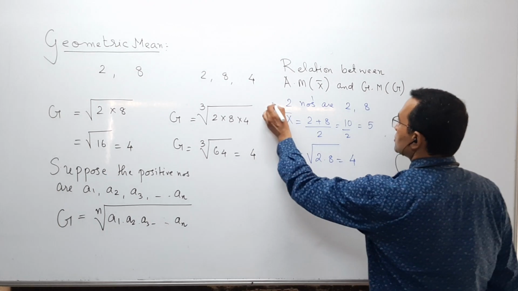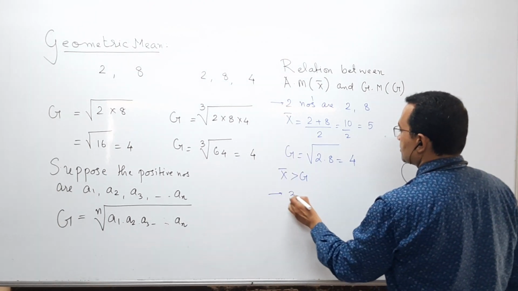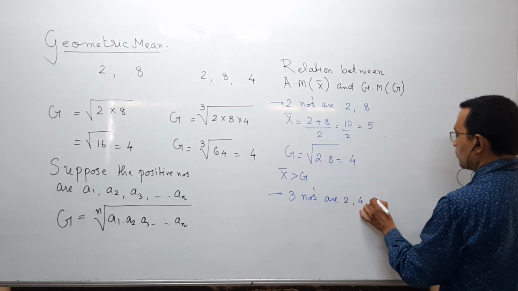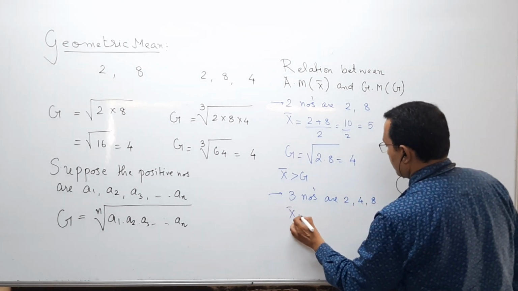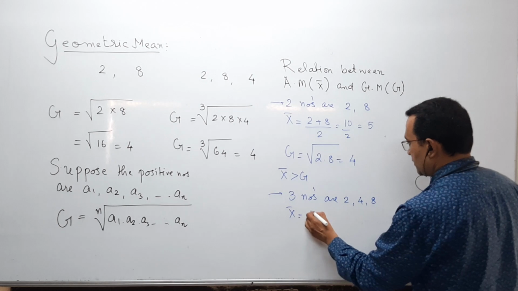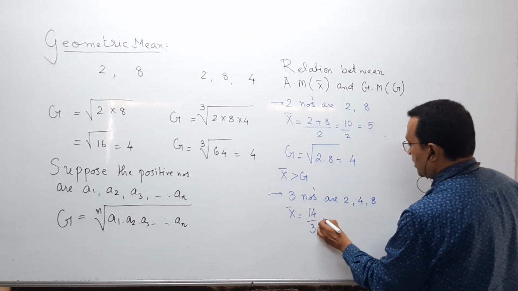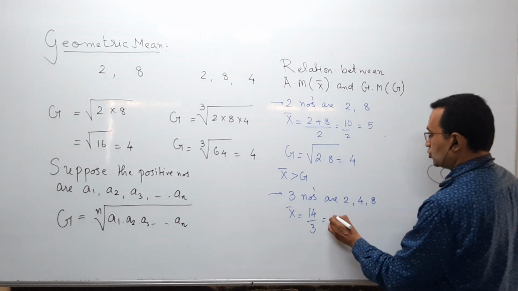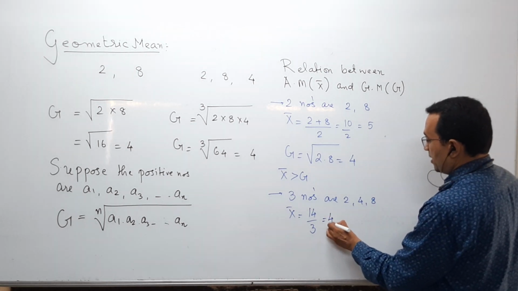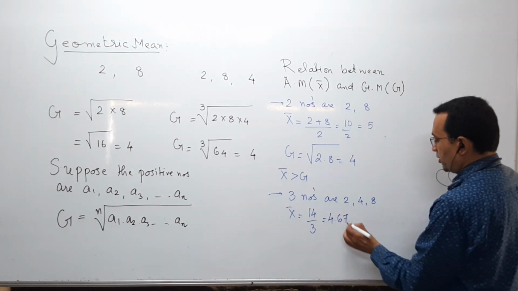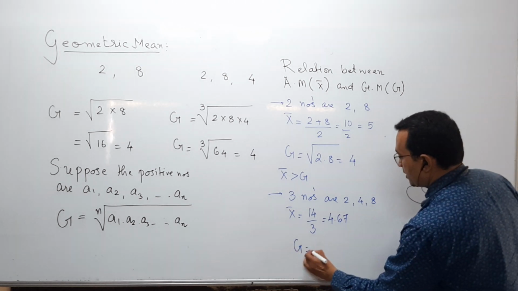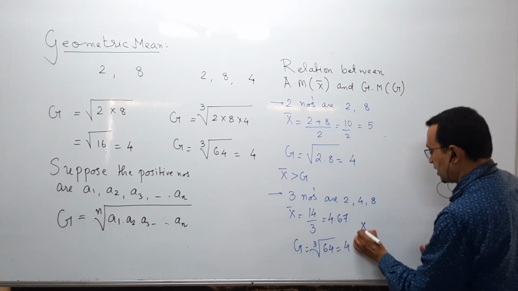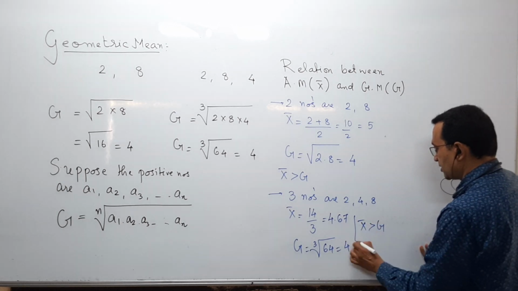Then suppose we are given three numbers which I am taking as 2, 4 and 8. X bar will be 2 plus 4, 6 plus 8, 14 divided by 3. So it will be, students, 3 4s are 12 and recurring, so 4.67, and geometric mean is cube root of 64, which we got as 4. Again, x bar is greater than G.